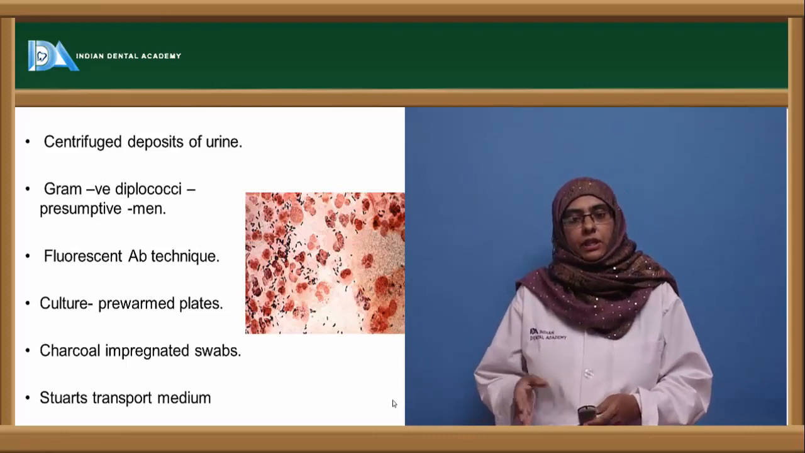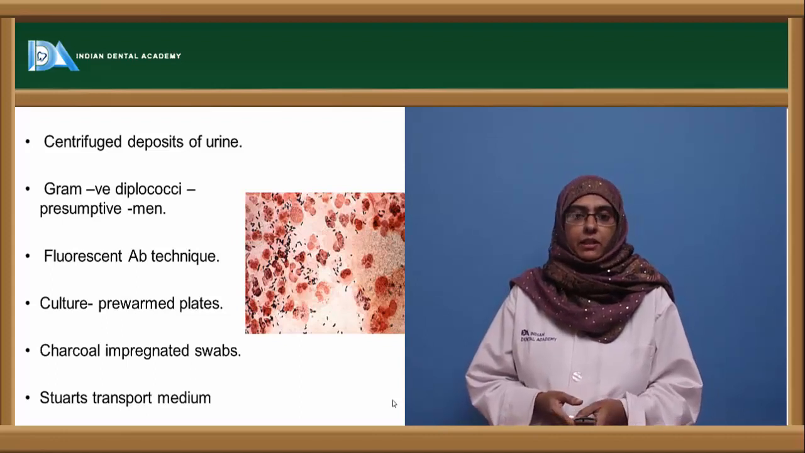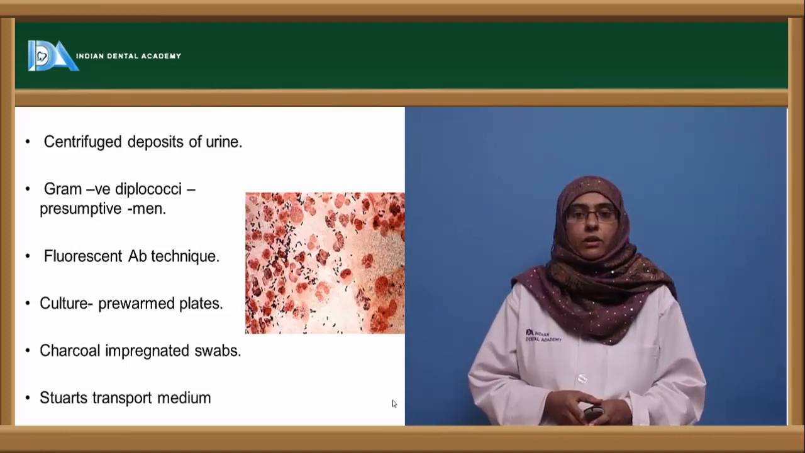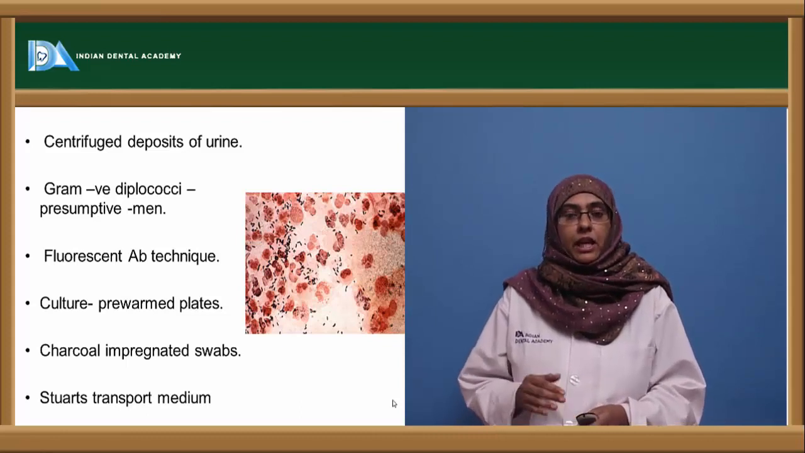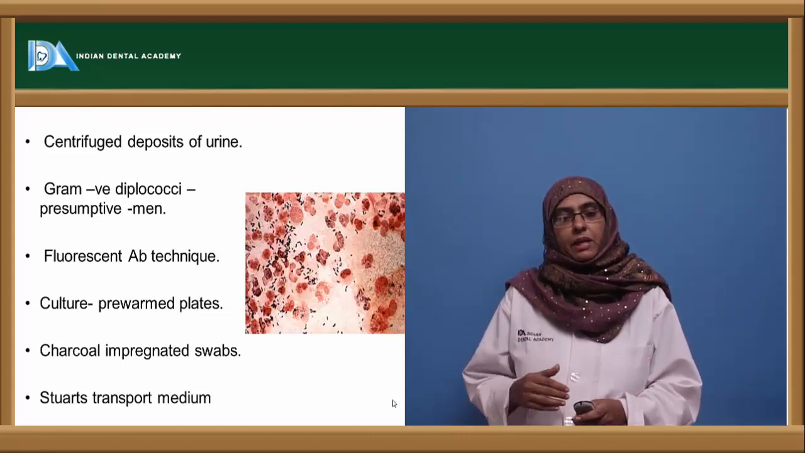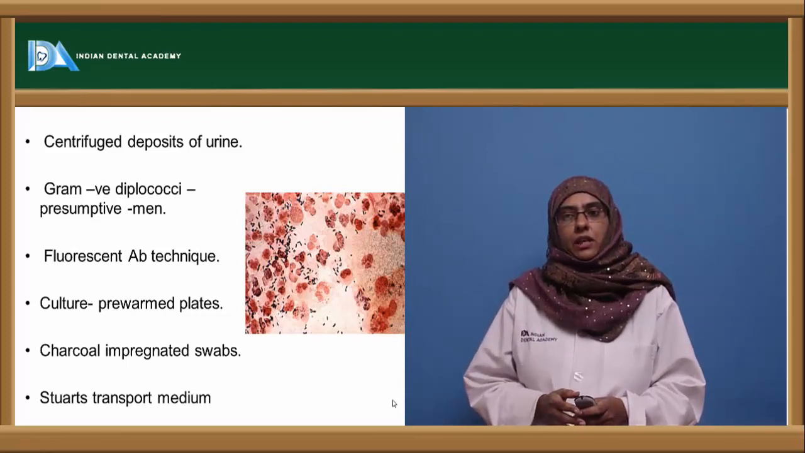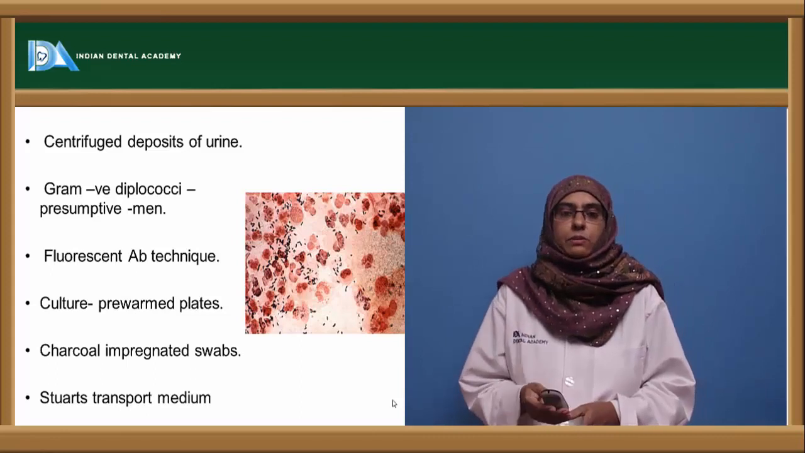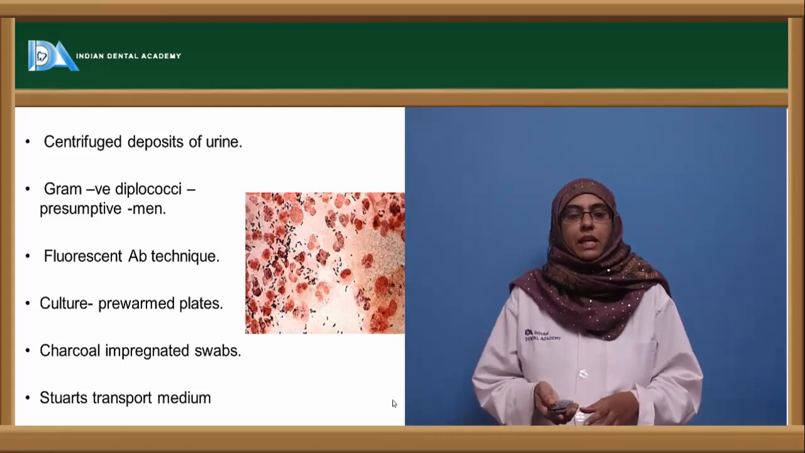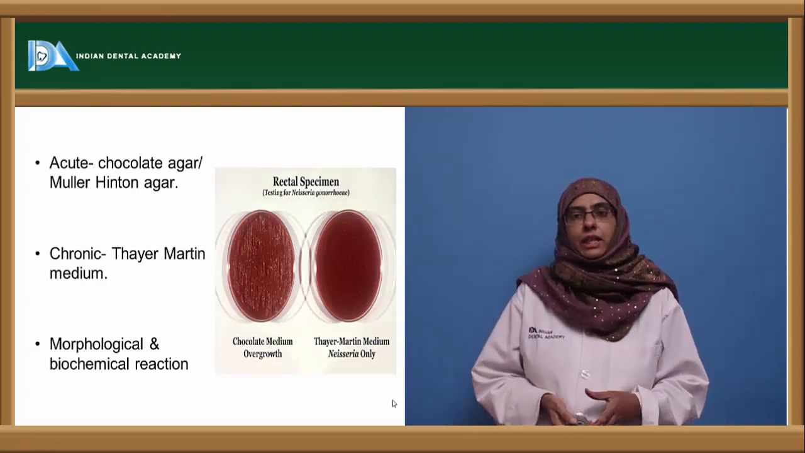And for the culture inoculation, you can go for pre-warmed plates. The organisms have to be immediately inoculated onto a medium in an atmosphere containing 5 to 10% carbon dioxide. If the specimen has to be transported, then it has to be collected with charcoal impregnated swabs, which are then immediately placed in the transport medium, which is Stuart's medium, till it reaches the main lab, where the final tests are usually carried out.